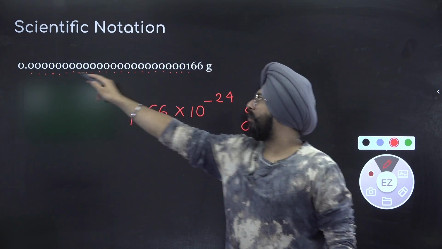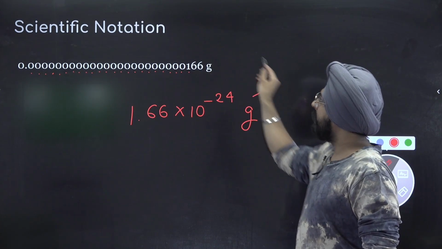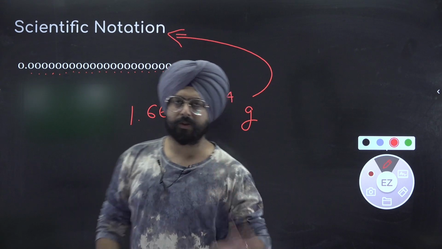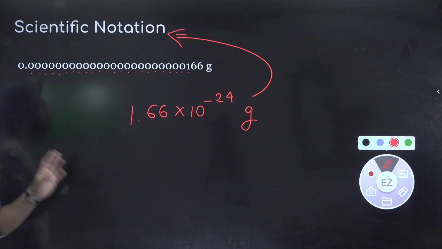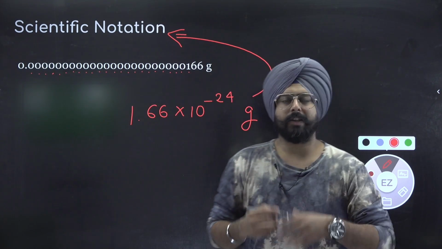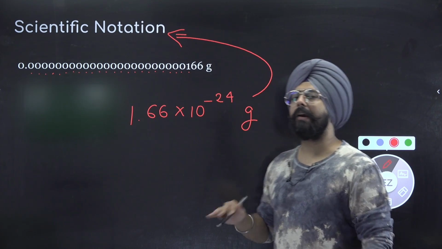When we write a weird number like this in such a notation, this is known as scientific notation. I'm sure you know this already, but just revising this idea for you. 1.66 into 10 to the power minus 24 grams is much easier to speak out loud. It's much easier to write and understand as well.